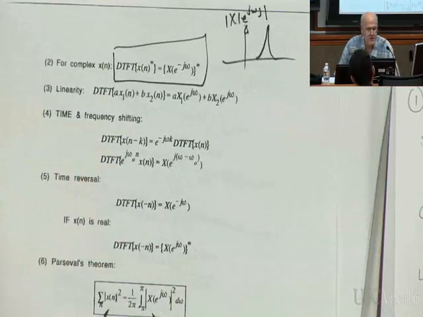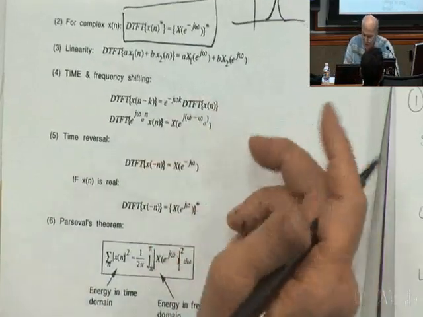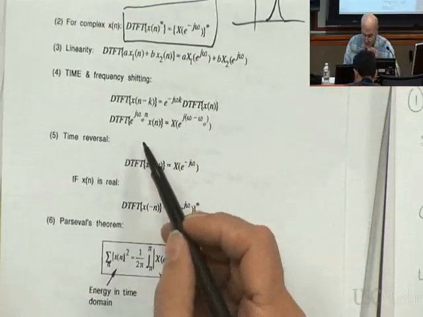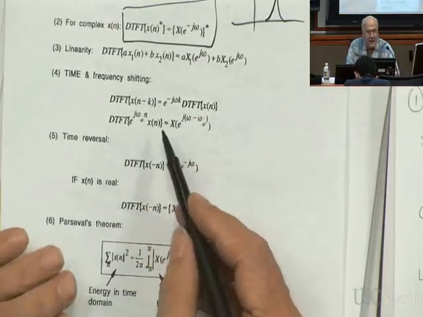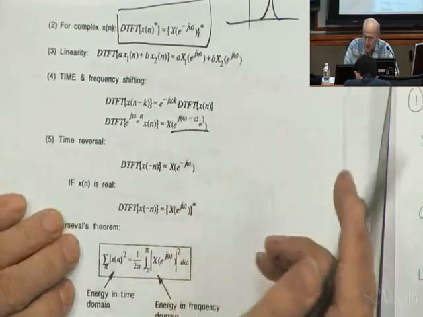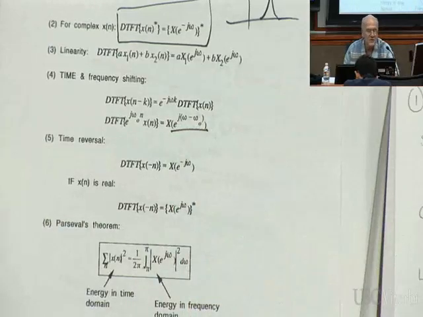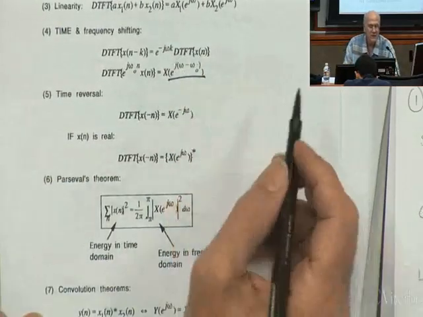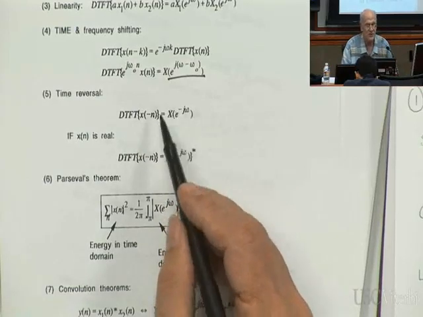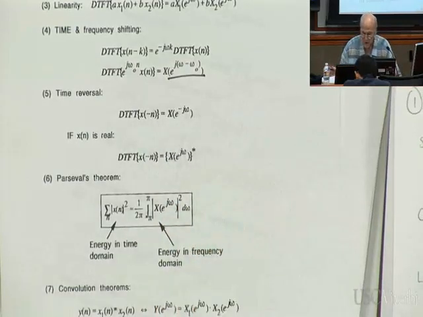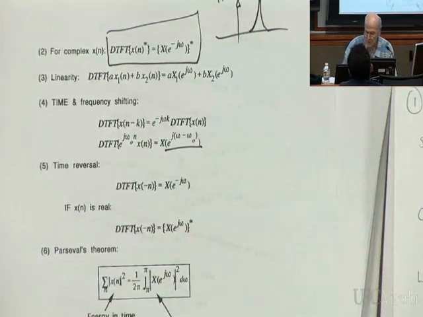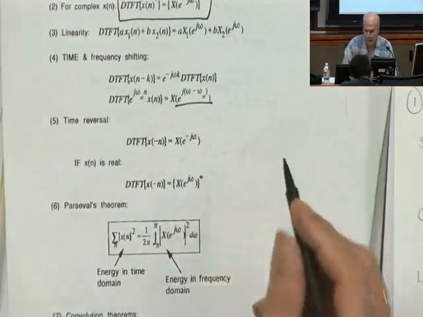Time and frequency shifting, we saw that before. A shift in time is just a phase factor. Vice versa, if you multiply by e to the j omega naught n in time, that's equivalent to a frequency shift in the frequency domain. Time reversal: if you take the DTFT of a reversed version of your input, you get X of e to the minus j omega. These properties, by the way, are important. They come into play later when we talk about the DFTs.